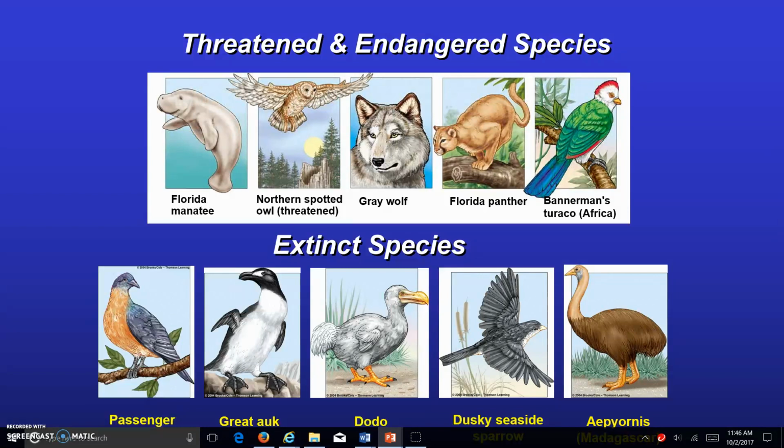Some extinct species are listed at the bottom of the screen, which have been mentioned previously, including the passenger pigeon, the great auk, the dodo, the dusky seaside, and a bird found in Madagascar known as the aepyornis, if I'm saying that correctly.